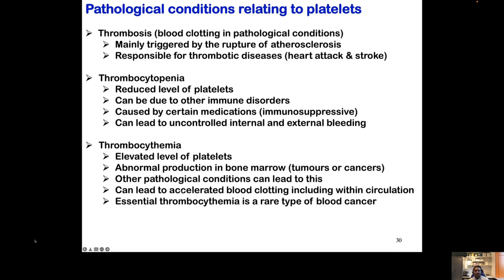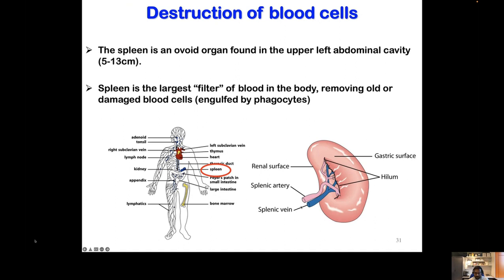If you have lots of platelets and they are touching each other, they can get activated and aggregate, and they can make blood clots within the body, and that can cause problems. OK, essential thrombocythemia is a rare condition, a rare type of blood cancer, because of increased production of blood cells.